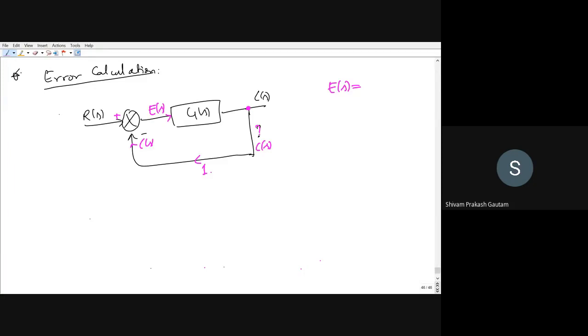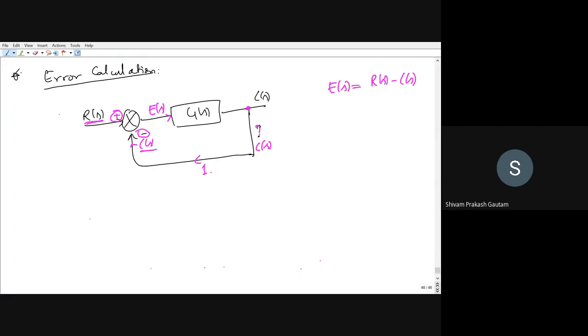Anyone? What will be the error? C of S is flowing to this port, so the polarity is minus. The error is R of S minus C of S. You can see it in the summing point.